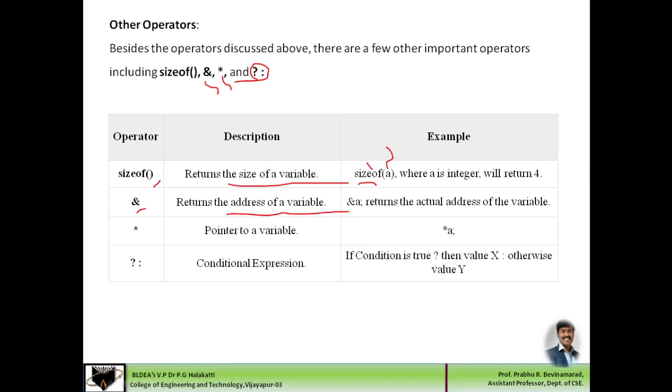So every variable will be assigned to a memory location. Every memory location will have an address. So if you wanted to access the address of the memory location, then we will use the ampersand operator. So here, ampersand of A will return the address of the memory location which is named A. And we have the asterisk operator. This asterisk operator will be used to create pointer variables.